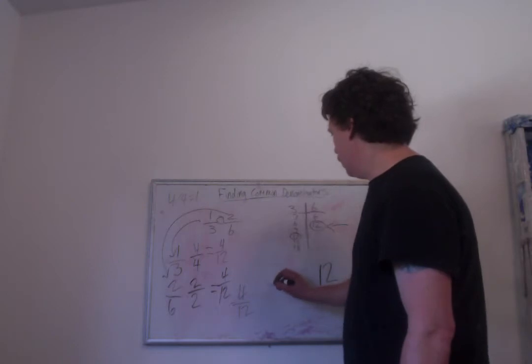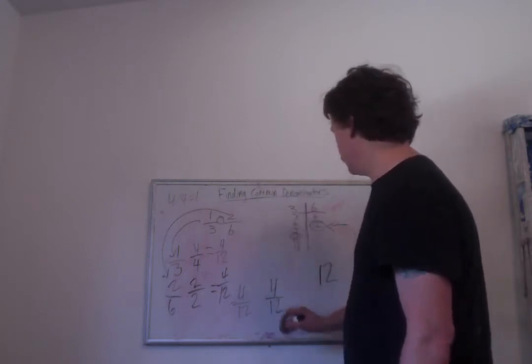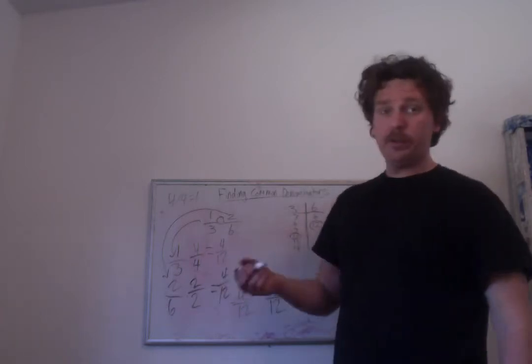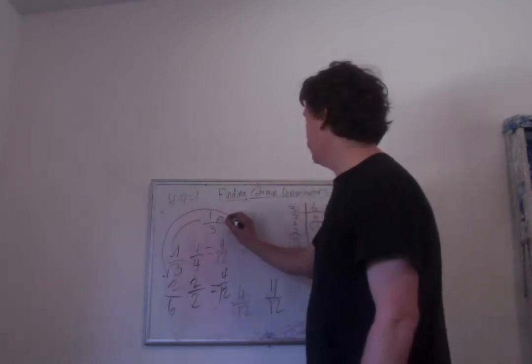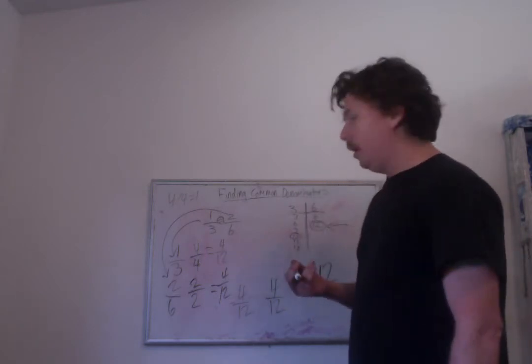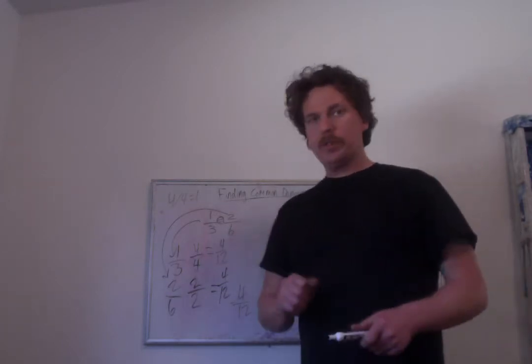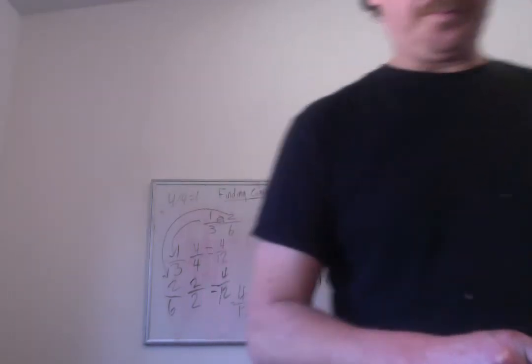So 2 sixths also equals 4 twelfths. As it turns out, 1 third and 2 sixths are equivalent, which is good too. Okay, so hopefully that makes a little bit of sense. Let's take a look at one more example, just to be sure.